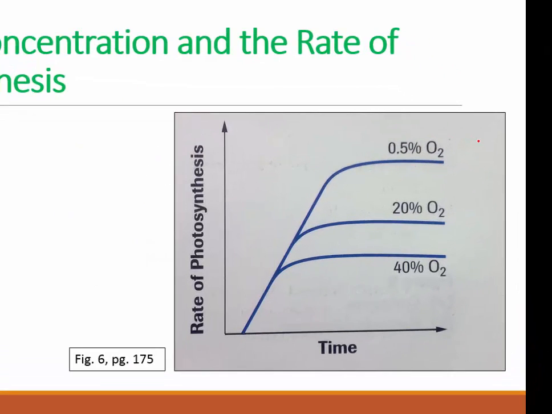Okay, let's talk about oxygen concentration. Now, this is not one of the things that we originally identified as a factor affecting photosynthesis. We had carbon dioxide, we had light intensity, and we had temperature. But you can see here that in the presence of oxygen, there is a definite effect on the rate of photosynthesis over time. At high oxygen, 40% oxygen here, we have an early leveling off of the rate of photosynthesis versus a lower amount of oxygen.